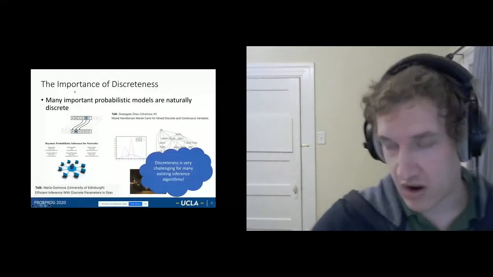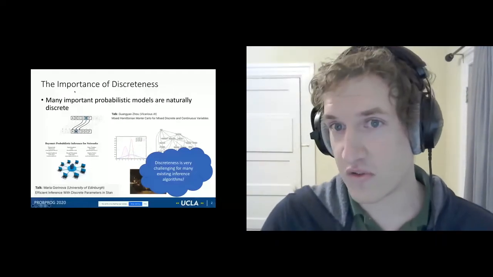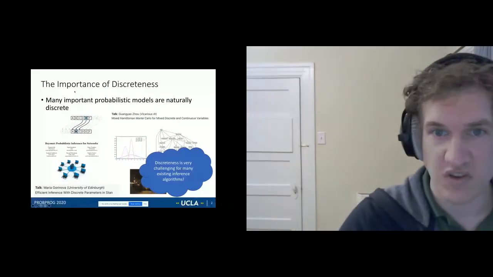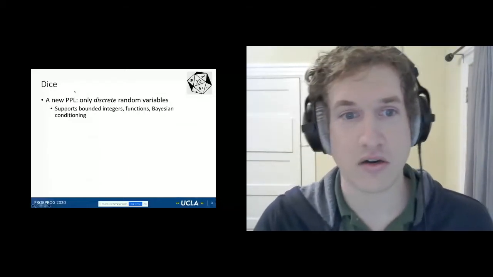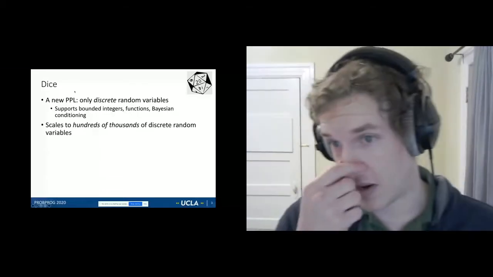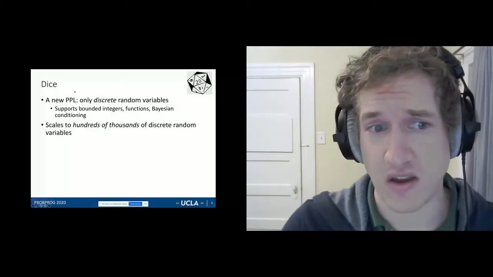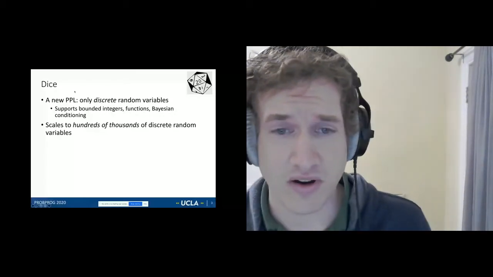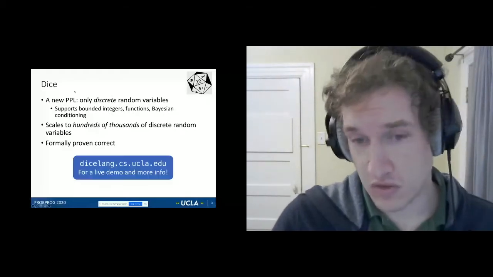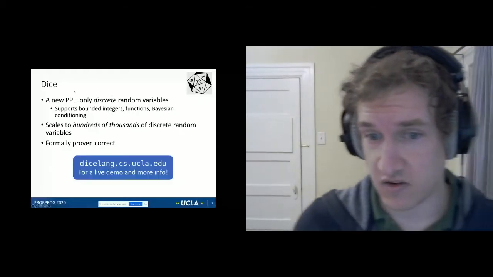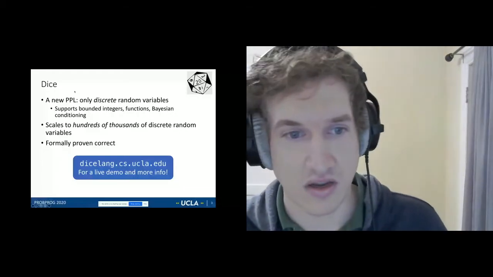And we're going to talk about a new probabilistic programming system that we've been developing called DICE that focuses exclusively on discrete random variables. It supports bounded integers, functions, Bayesian conditioning, a few other things that I'll talk about later. And it scales to hundreds of thousands of discrete random variables. Some of the programs it can handle are extremely large, on the order of megabytes in size. And we formally prove our inference algorithm correct with respect to denotational semantics. You can check out our website, dicelang.cs.ucla.edu. It has a live demo that you can type code into, links to the paper and the GitHub. It's all open source.